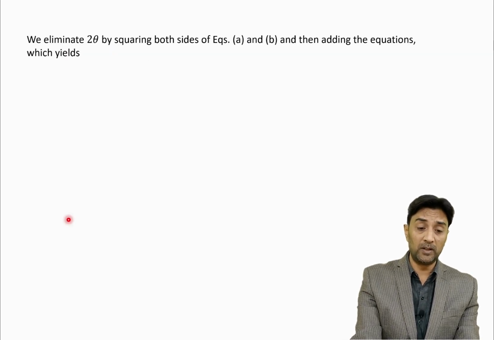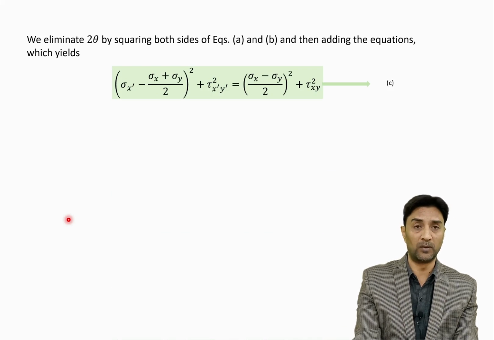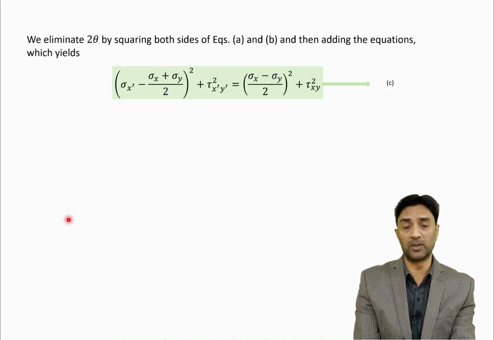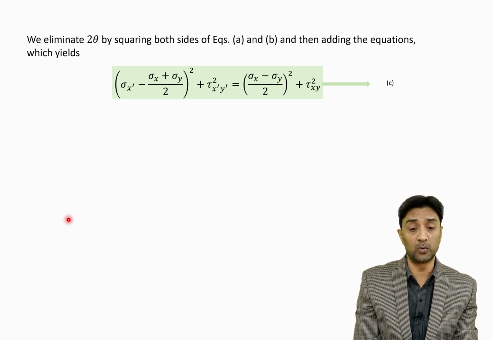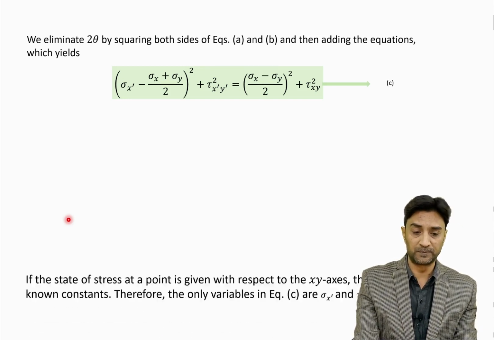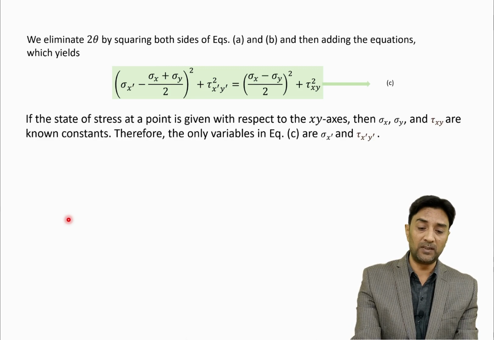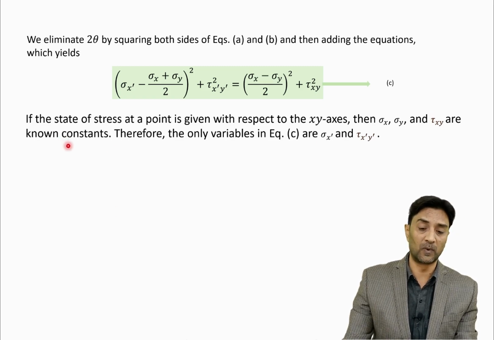So what we will do is eliminate 2 theta by squaring both sides of equations A and B and then adding the equations, which yields this. As you know, sine squared theta plus cos squared theta is equal to 1. Using this trigonometric relationship, we have eliminated the 2 theta term, and we are left with the expression without 2 theta. If the state of stress at a point is given with respect to the xy axes, then sigma x, sigma y, and tau xy are known constants, because this was a given state of stress.